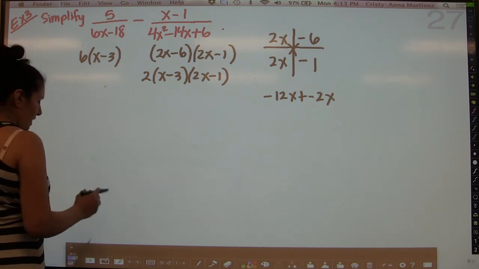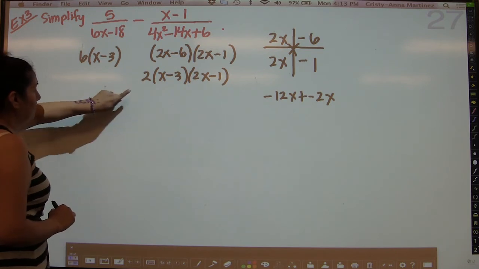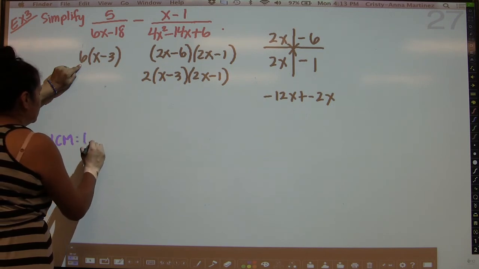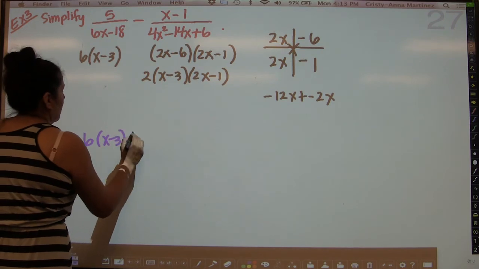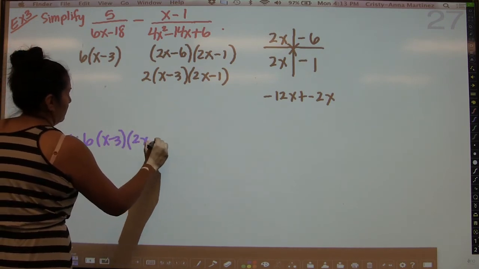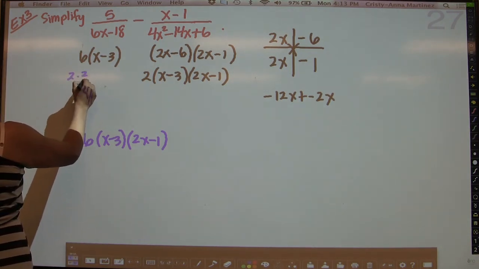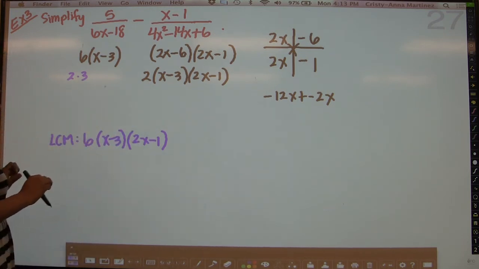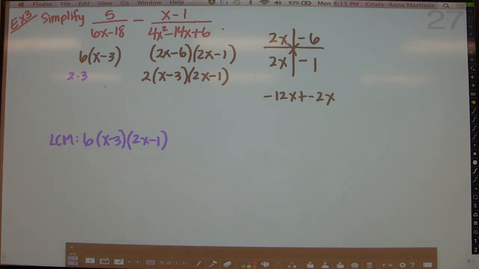So in this case, for our least common multiple, here we have a 2, and here we have a 6. So we're going to need the 6. We have an x minus 3, and we also have a 2x minus 1. So, again, in this case, it would be 2 times 3 for the 6. But they have the same 2 and the 3, so it will be a 6 there. I hope that didn't confuse anybody there. But now we have our least common multiple as 6 times x minus 3 times 2x minus 1.